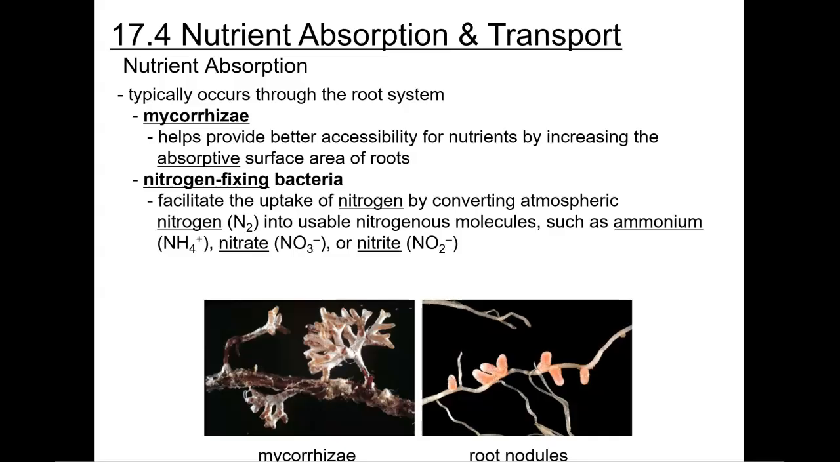You can have structures referred to as mycorrhizae. These are going to help provide better accessibility for nutrients by increasing absorptive surface areas in the roots. We have nitrogen-fixing bacteria that are going to help to facilitate the uptake of nitrogen by converting atmospheric nitrogen into usable nitrogenous molecules such as ammonium, nitrate, and nitrite. Looking here, you can see that the mycorrhizae are going to be outgrowth extensions, where the nitrogen-fixing bacteria are going to form root nodules that you see here on these roots. The bacteria live in there. They're able to take the atmospheric nitrogen that's found in the soil and convert it into the usable forms that the plant can use.